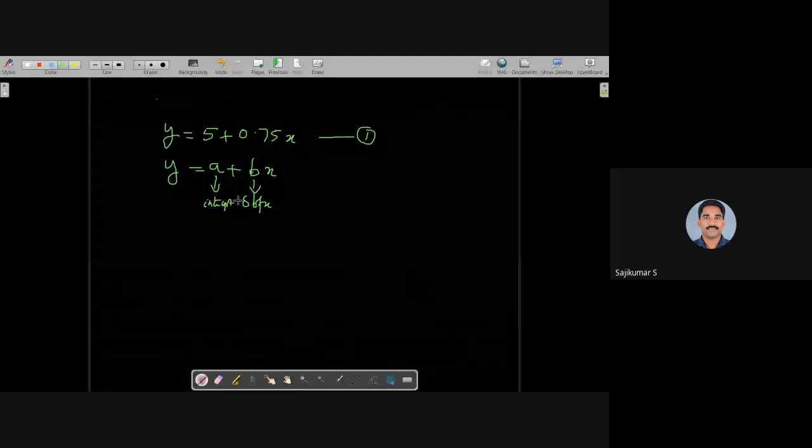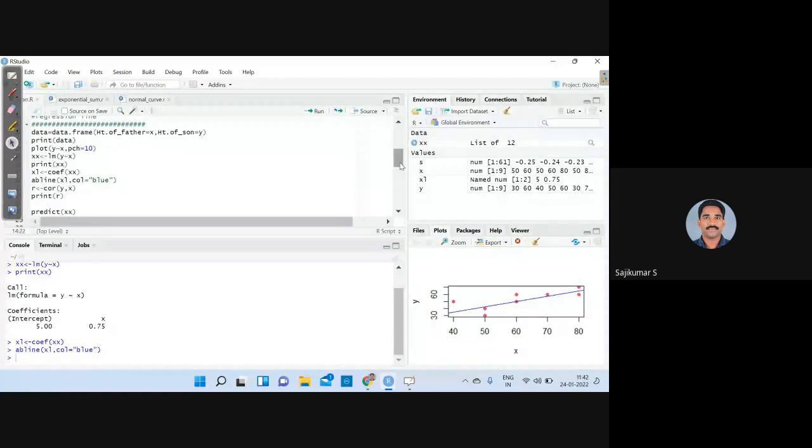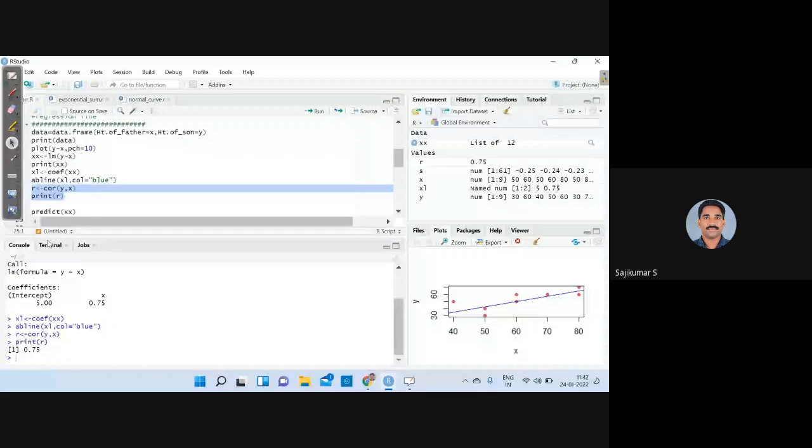Clear? Then we will study how to compute this intercept and slope manually using a formula, that is called the computation of regression lines. Here we are using software called R. Using R, you can directly compute the correlation coefficient and the regression lines, etc. Suppose we are interested in measuring the correlation coefficient of this data. We have a simple syntax for computing the correlation coefficient, cor of y and x.